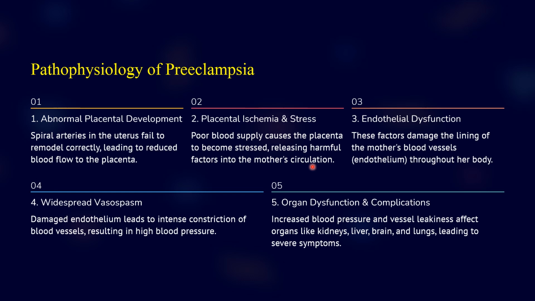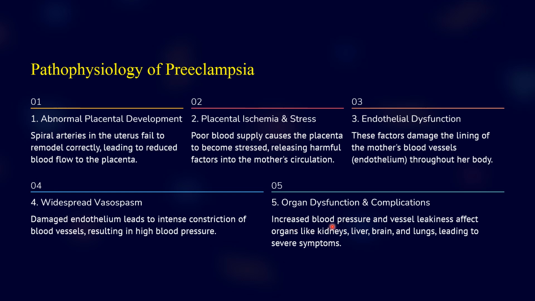So what do these factors do? These factors damage the lining of the mother's blood vessels, which is the endothelium, in blood vessels throughout her body. With this, there is widespread vasospasm. This damaged endothelium leads to intense constriction of blood vessels, resulting in high blood pressure. Then organ dysfunction and complications happen.